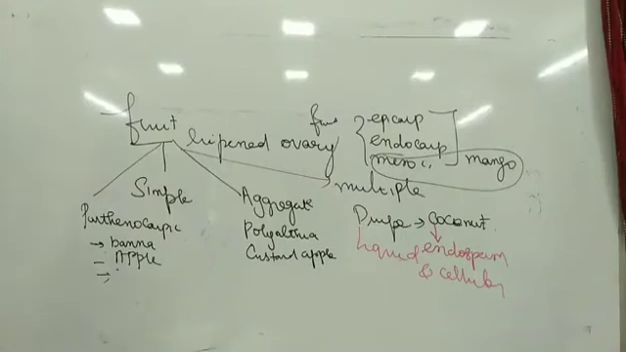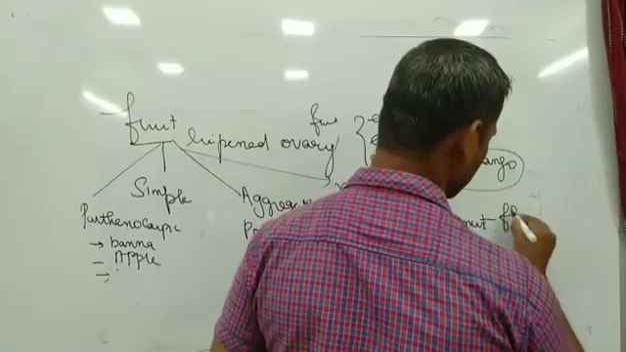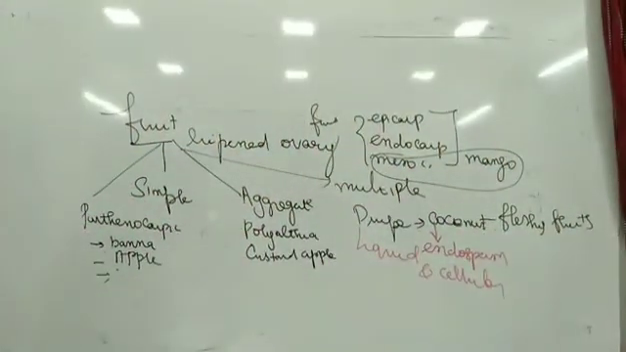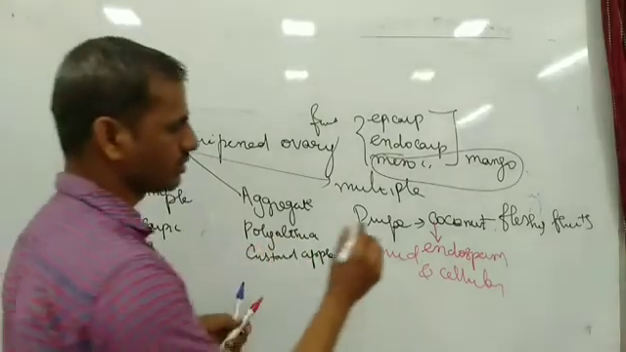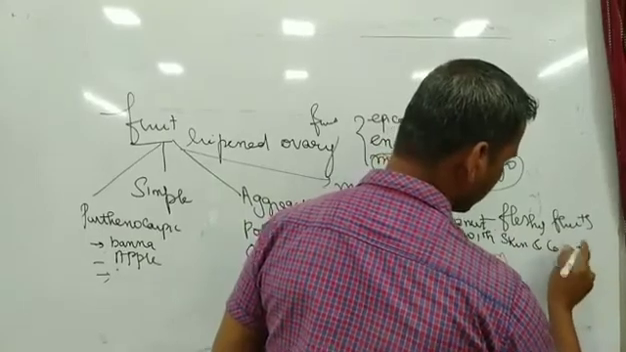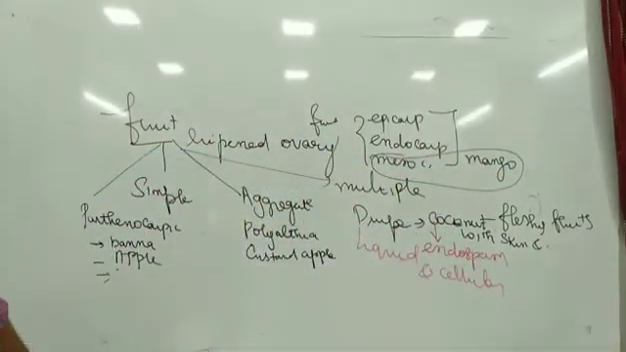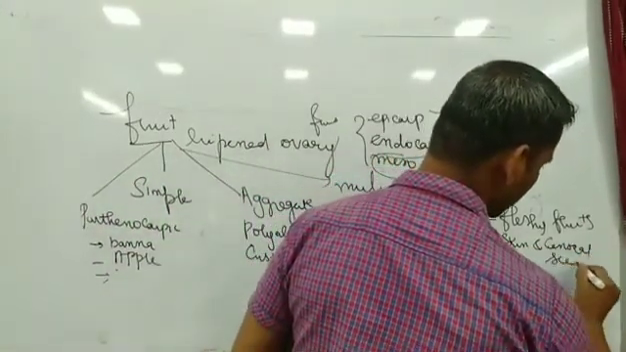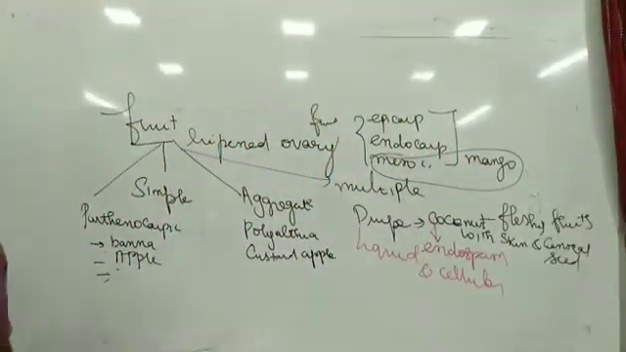Coconut belongs to drupe, D-R-U-P-E. Drupe is a fleshy fruit with a skin and hard coat, with a central seed. So this is a very common drupe. It is mainly present in coconut plants.